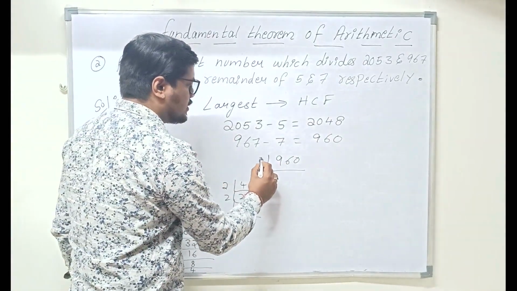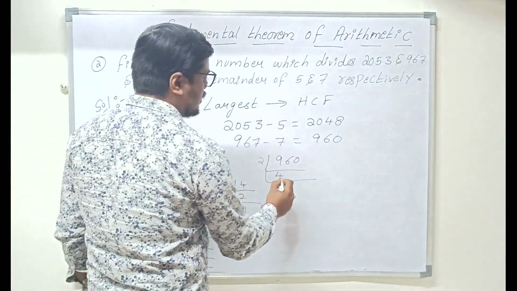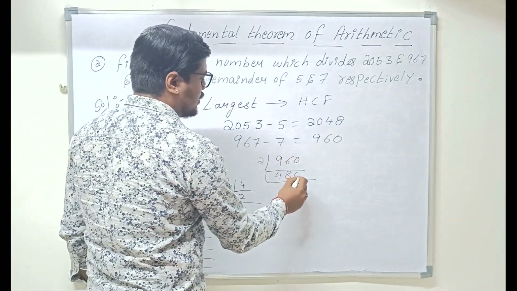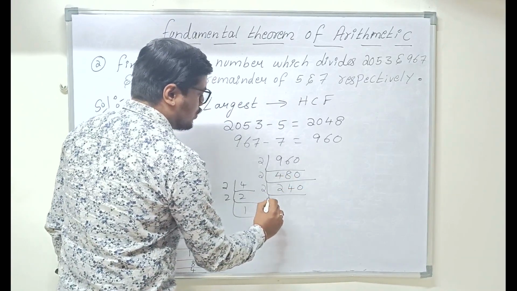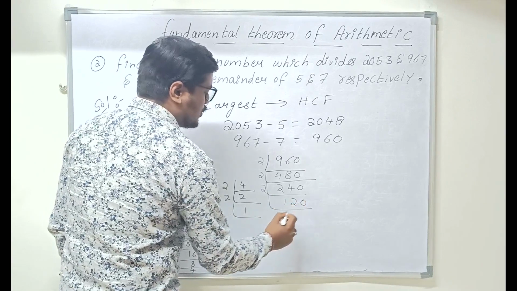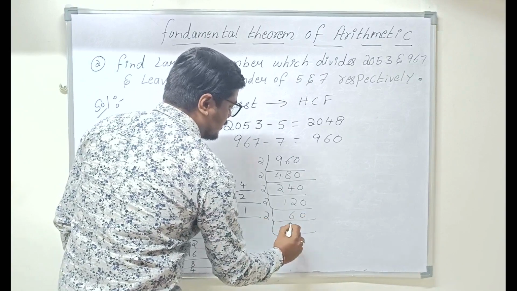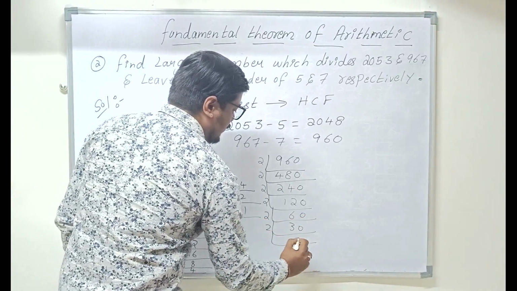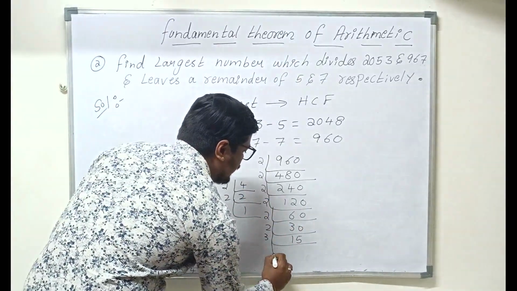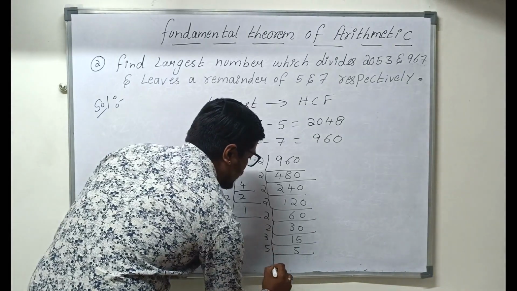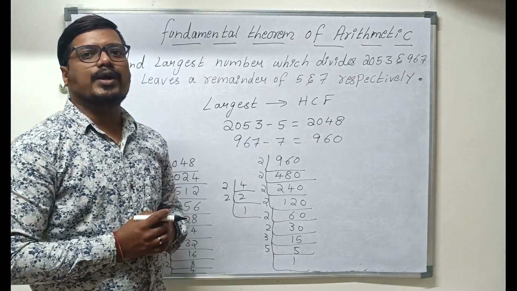Similarly, we will do it for 960. 2 4s are 8, 2 8s are 16. 2 8s are 16. 2 2s are 4, 2 4s are 8. 2 1s are 2, 2 2s are 4. Next 2 6s are 12. 2 3s are 6, 2 15s are 30. Now we got an odd number, so divided by 3. 3 5s are 15, then 5 1s are 5. So till here everyone will do it, but they have to understand how to find out the HCF.